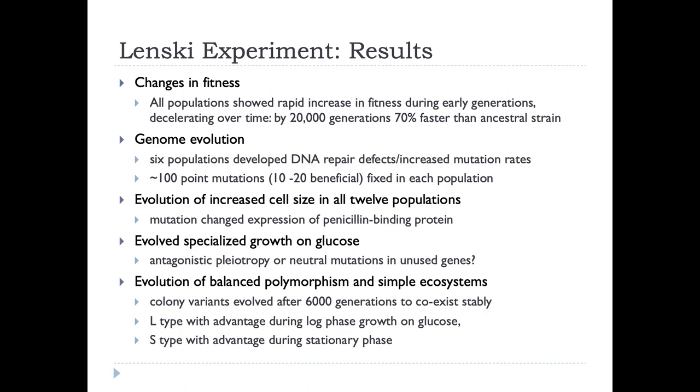The S type had the advantage of stationary phase. And the L type had the advantage during the log phase growth, when they were growing on glucose and going as fast as they could. So it's interesting that you get this. You could argue this is almost incipient speciation. If we fast forwarded another 10,000 or a million generations, maybe these organisms would become so different that we'd call them different species.